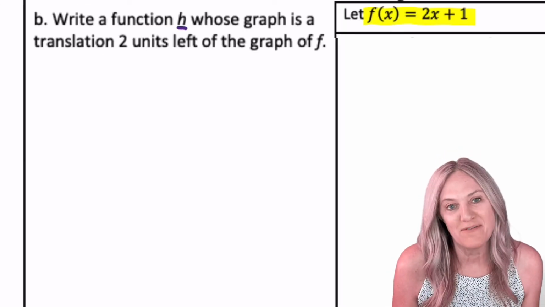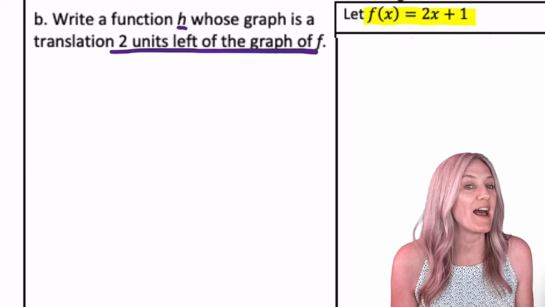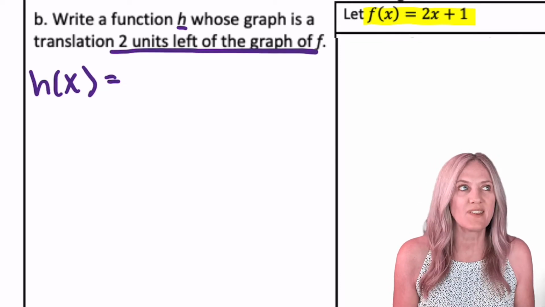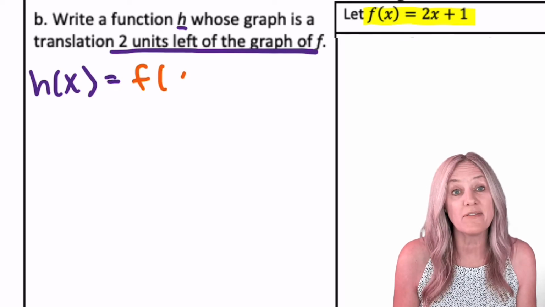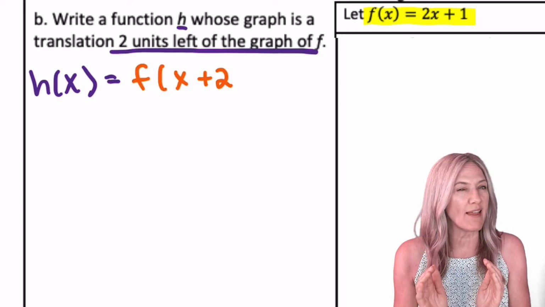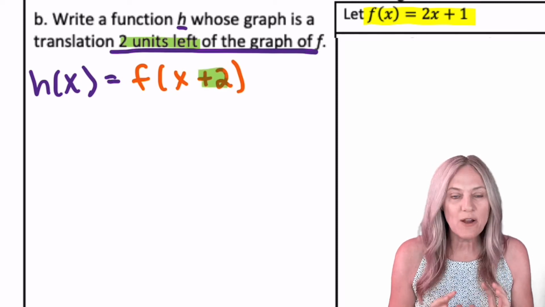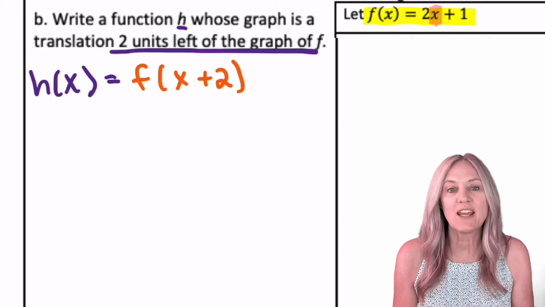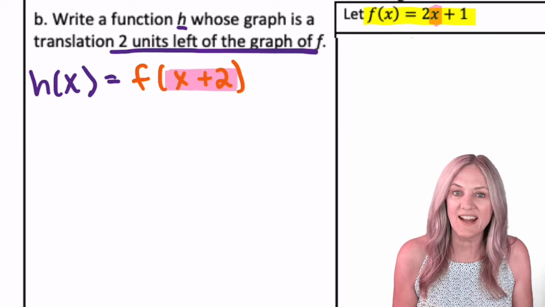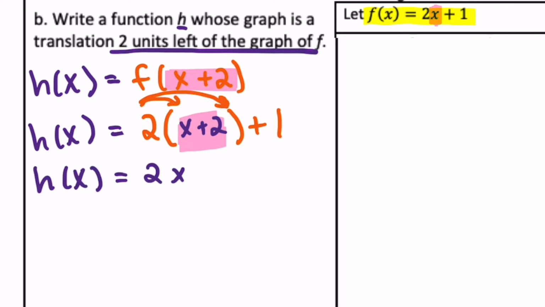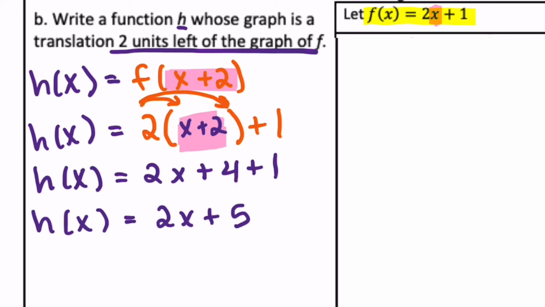Next, we're going to write a function h based off of f of x being translated to the left 2 units. Well, h of x equals f of x going to the left, inside opposite, x plus 2. Now we go to our f of x function and replace x with that x plus 2. Then we can simplify h of x. h of x equals 2x plus 5.